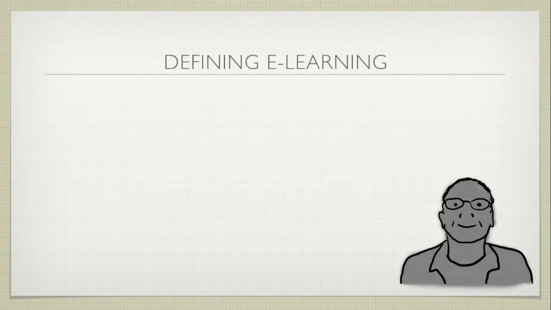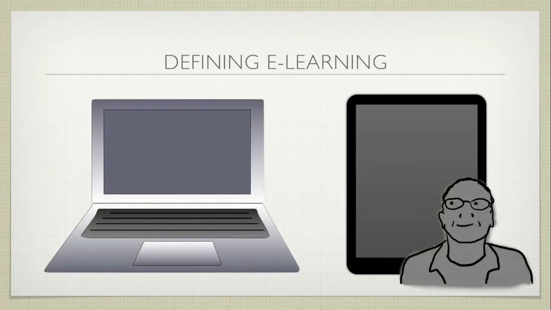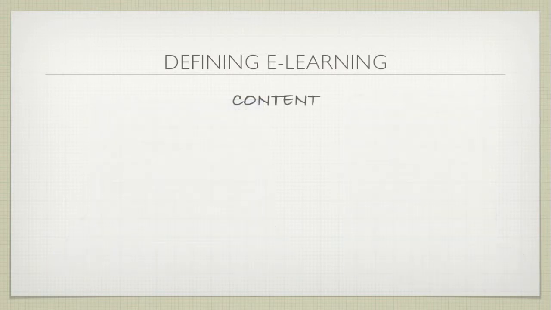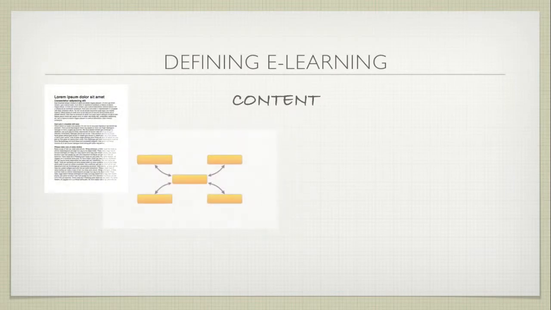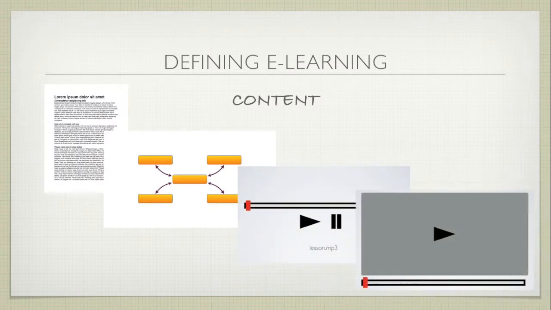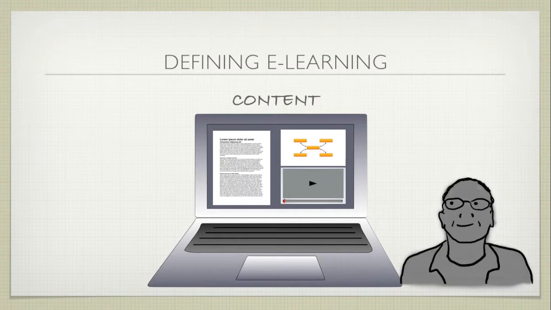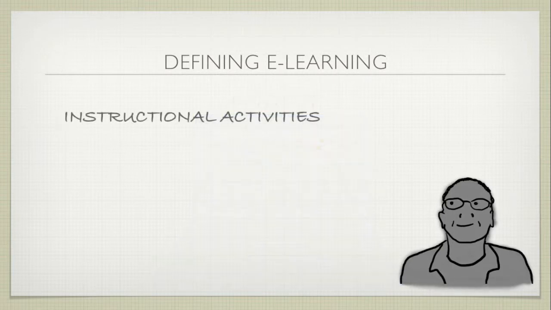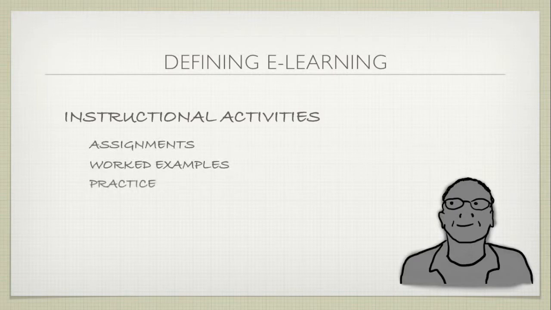Here's a straightforward definition of e-learning. E-learning is instruction delivered on a digital device such as a computer or a tablet. Course content can be delivered in a variety of formats, including text, visuals, audio, video, and rich media that takes full advantage of the technologies of Web 2.0. Instructional activities can include all of the things that are typically associated with a brick-and-mortar classroom, although they're often adapted to the online learning environment.